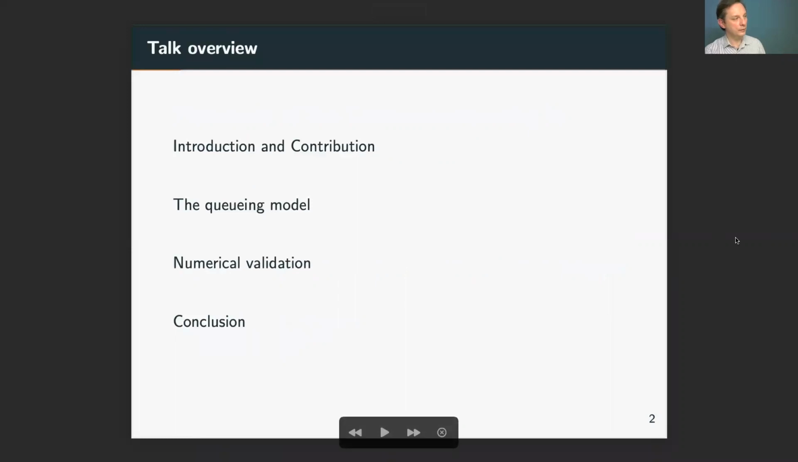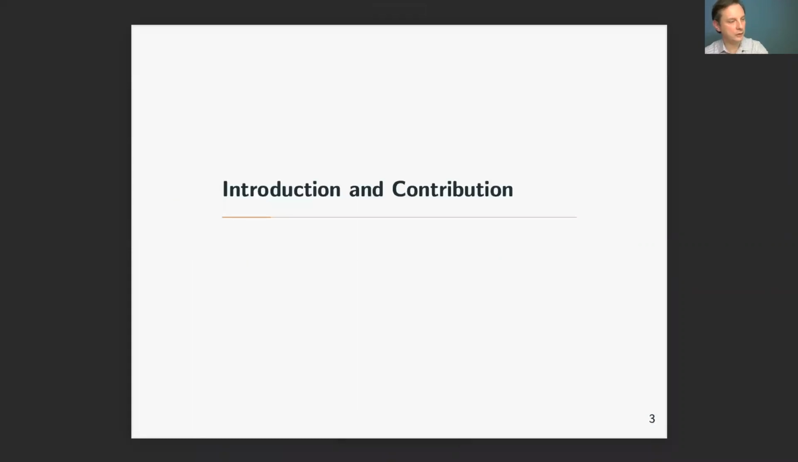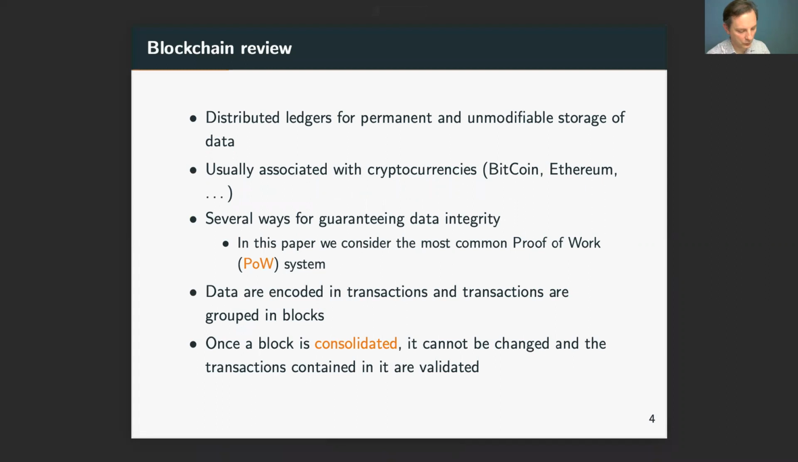So this is my talk overview and introduction and contribution. Let's first of all recap the information that we probably all know about the blockchains. Blockchains are distributed ledgers for storing permanent and unmodifiable data. They're usually associated with cryptocurrencies like Bitcoin or Ethereum and so on, but they may even not be necessarily associated with a cryptocurrency. There are several ways for guaranteeing data integrity in blockchains. We will consider the proof of work system that we will describe later.